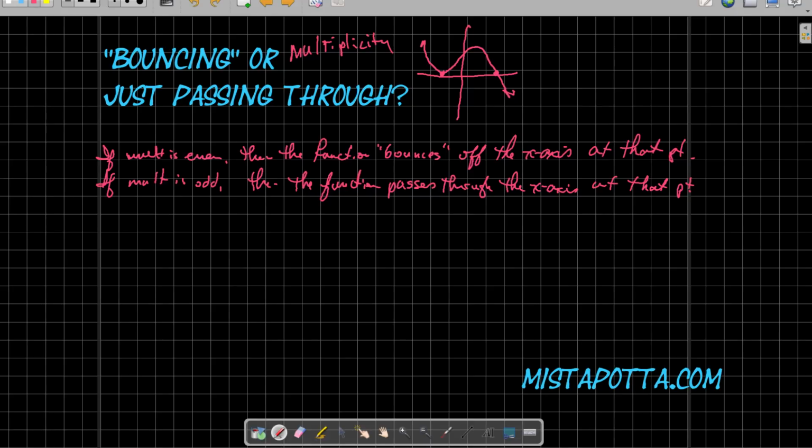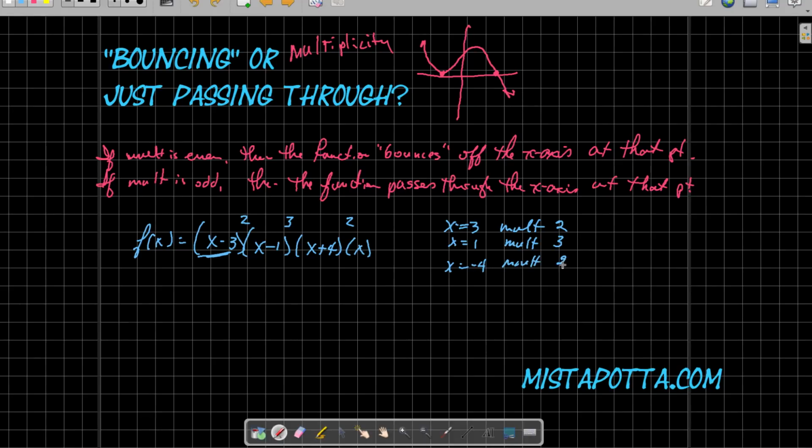I want to talk about what's going to happen here. So let's do an example of this. Let's say that f of x is equal to this polynomial, (x minus 3) squared times (x minus 1) cubed times (x plus 4) squared times x. Now I'm looking at this polynomial and I'm noticing that x equals 3 is a solution. This term tells me that x equals 3 is a solution. And we have a multiplicity of 2 on that because it's this term squared. x equals 1 has multiplicity 3. x equals negative 4 has multiplicity 2. And x equals 0 has multiplicity 1, because this term really has a 1 exponent on it.